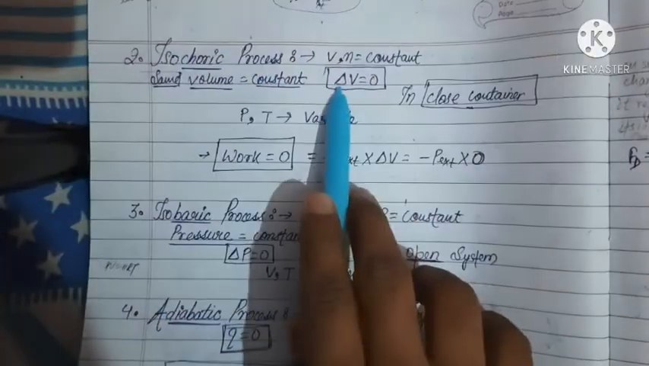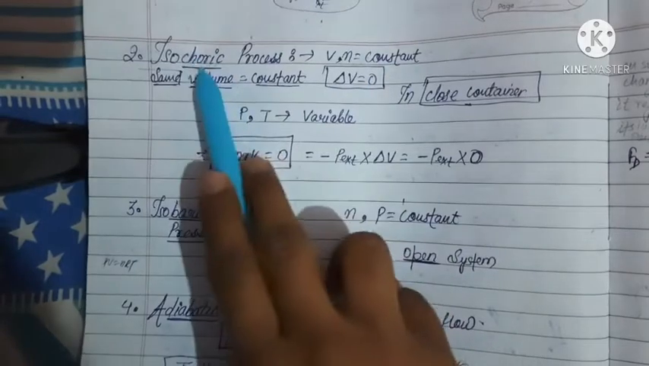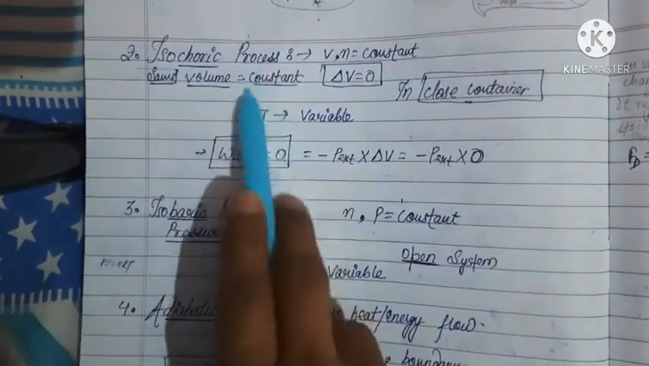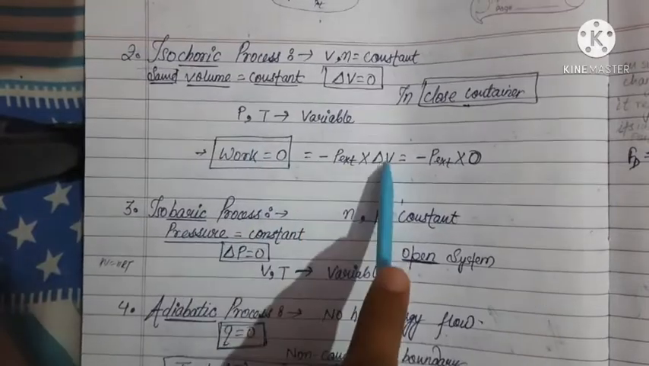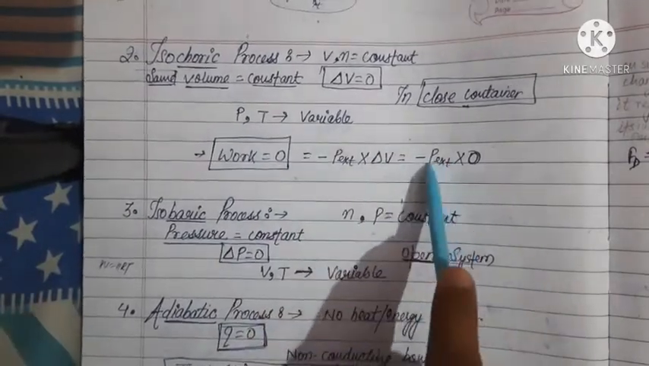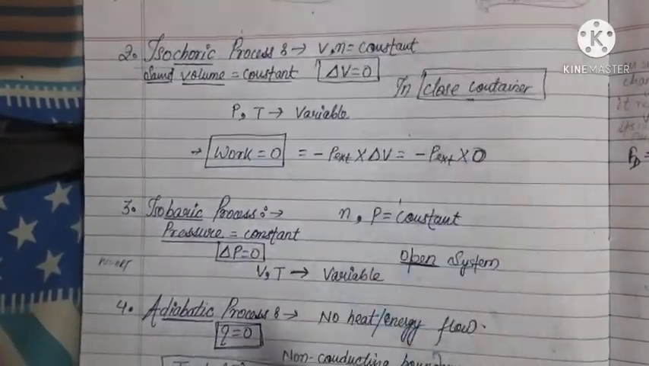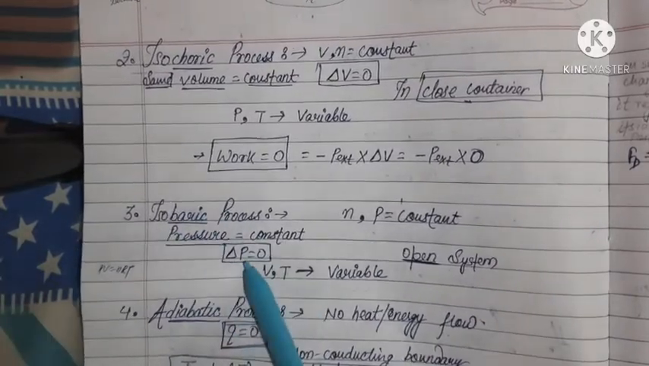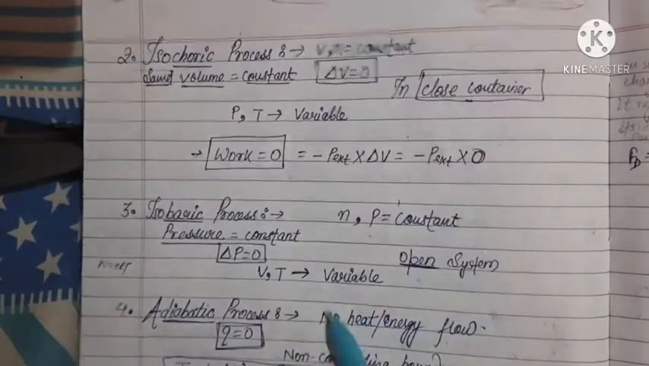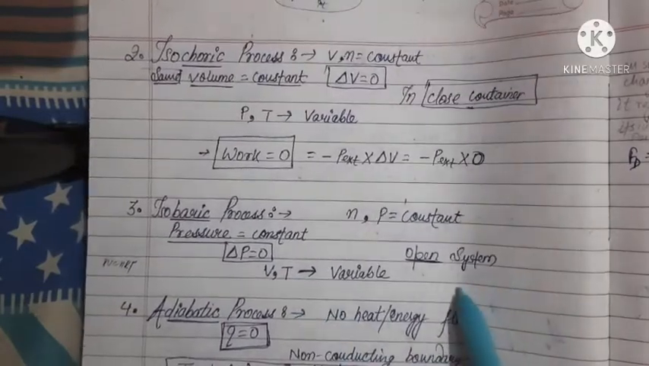Isochoric process. Volume change 0, V and N are constant. Isochoric means volume same or constant. In a closed container, P and T variable, work done is 0. Since delta V is 0, work is 0. Now, isobaric process. Here, baric means pressure and pressure is constant, so change in pressure is 0. N and P constant. V and T variable. It occurs in open system.